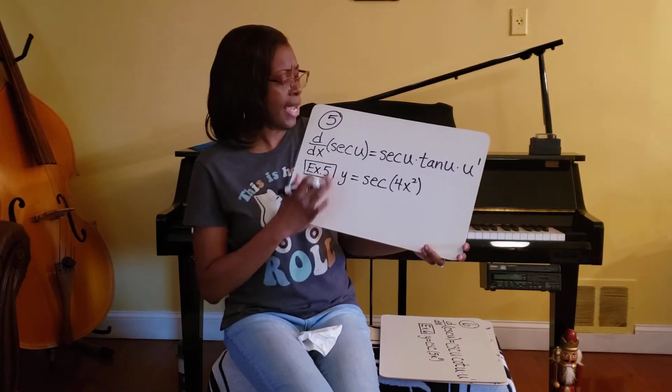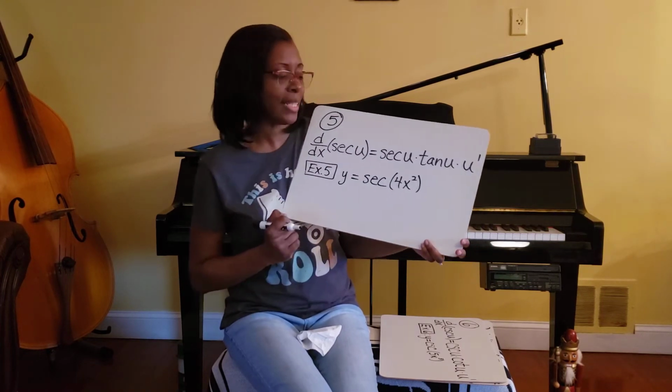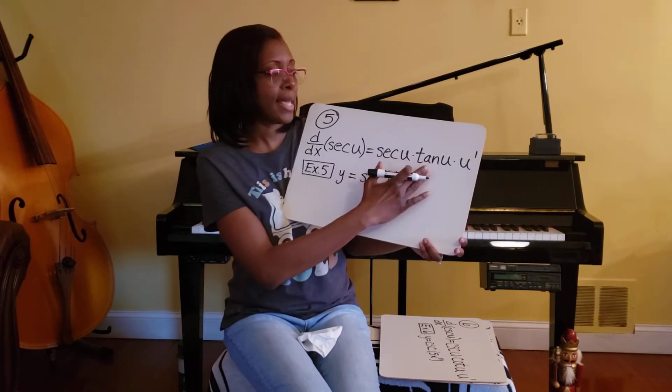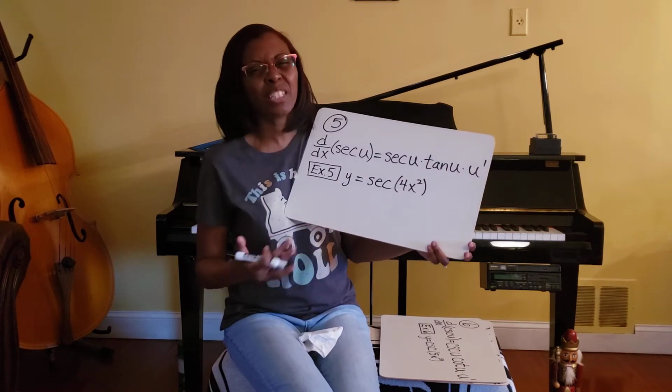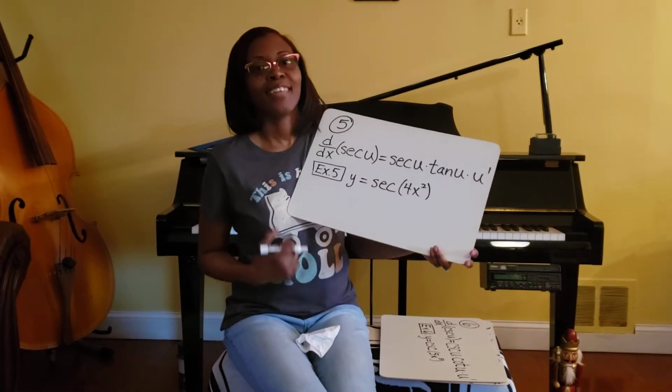The derivative of secant u is secant tan. So my students like to say it: secant u times tangent u times u prime. It looks long, but if you say secant tan, sometimes it's not long.